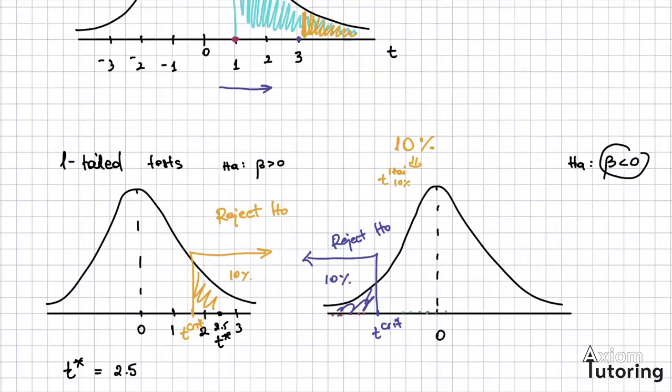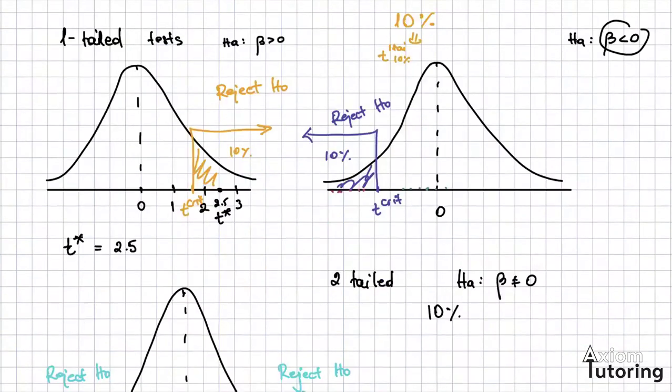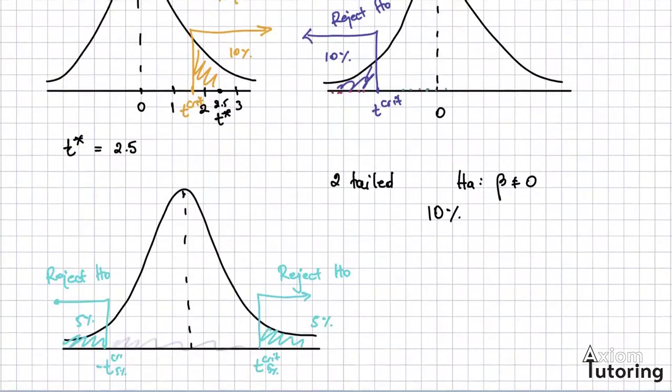For the p-value, it's exactly the same. The areas will remain exactly the same, but now you just look at the areas instead of also including the t's in there. I hope this was helpful.